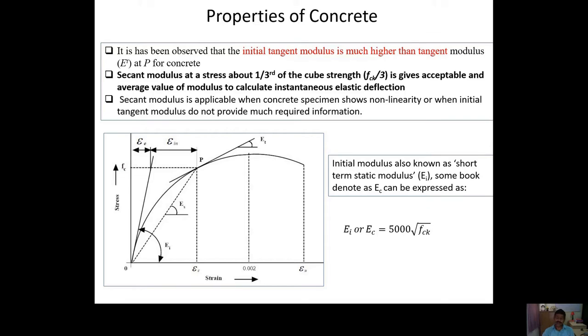So this is the property of the concrete. There are many moduli: the initial tangent modulus, the secant modulus, and the tangent modulus. From these we will choose the initial tangent modulus for our concrete design purpose, and the value of this initial tangent modulus is 5000 root under fck.